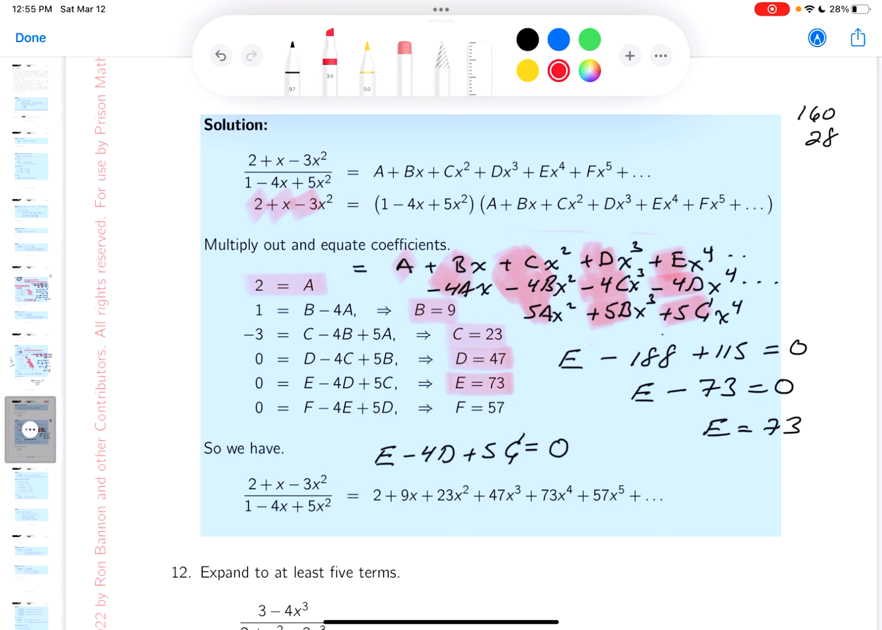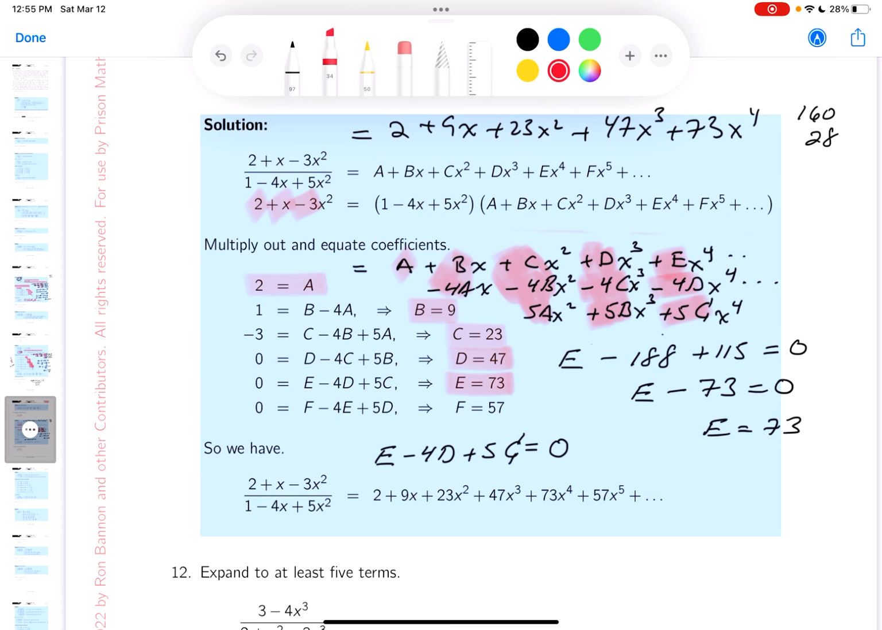Now, of course, they went further than that. I'm not going further, though, all right? But you can go further if you want. So what do you write down now? You're writing the coefficients down. That's all you're doing now. So what are you going to write down? Well, what's the A? The A is 2. What's the B? The B is 9. What's the C? 23. What's the D? 47. And what's the E? 73.